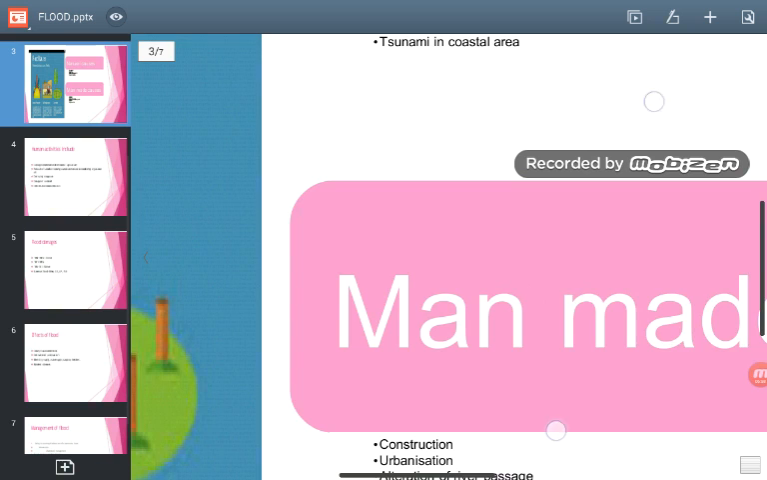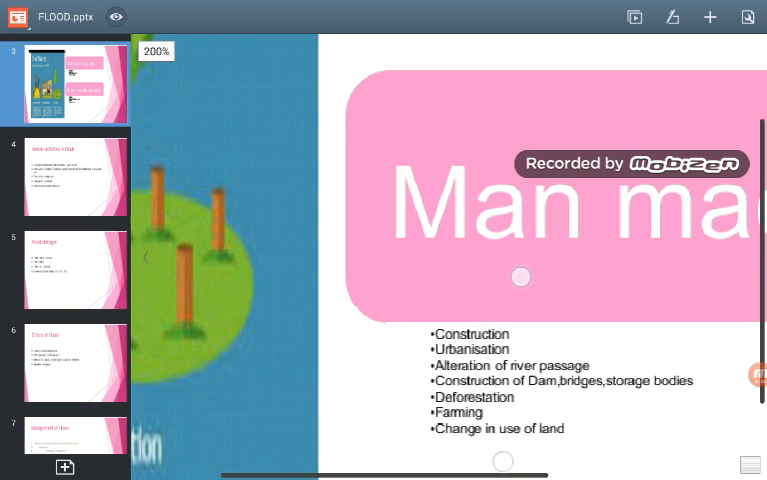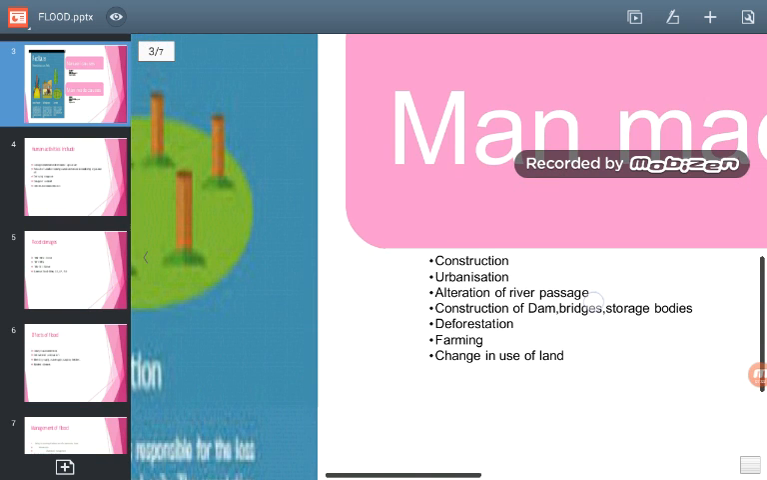Next, coming to the man-made causes. So what are the man-made causes? The man-made causes are normally construction.